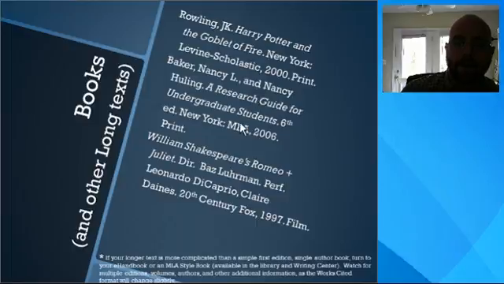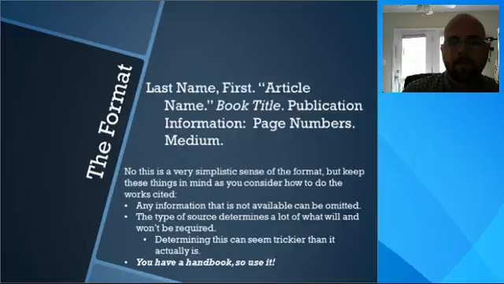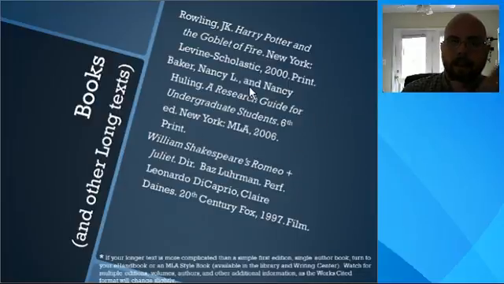A research guide for undergraduate students, 6th edition. Well, because it's the 6th time, this is publication information, but it comes before the year. It comes before the place and the publisher and the year. Okay, so it still follows this format, but it's a little bit different depending on what you're doing. Okay, this is just to help you out.